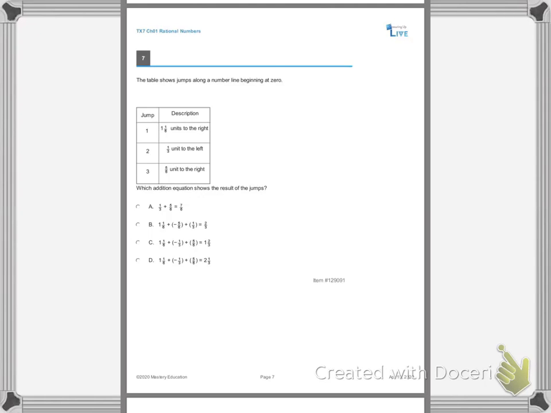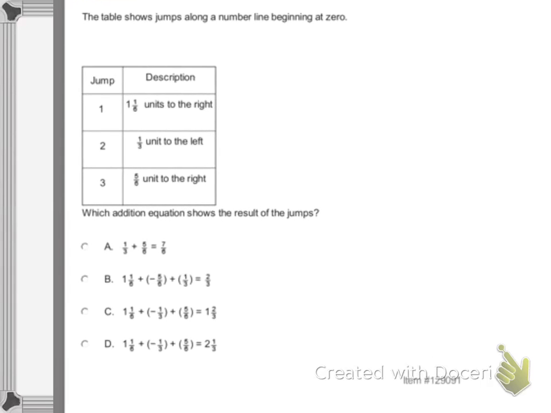Number 7. The table shows jumps along a number line beginning at 0. Which addition equation shows the result of the jumps?